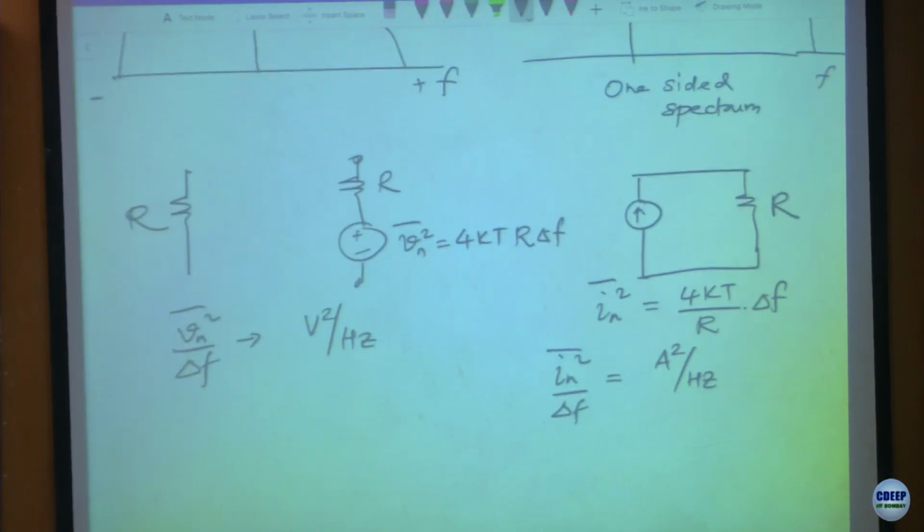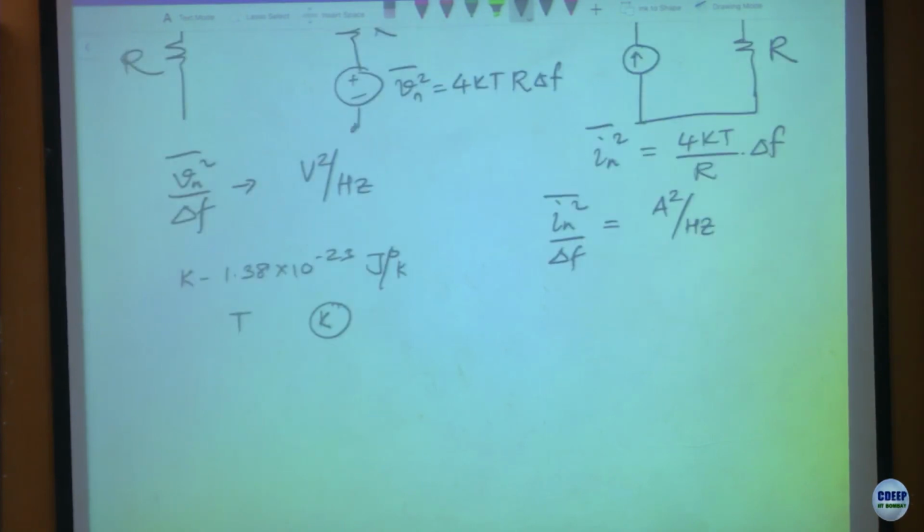Everybody knows what the coefficients are. K is the Boltzmann constant, and that is 1.38 times 10 to the power minus 23, units joules per Kelvin, okay, and T is temperature in Kelvin, okay. So very important, otherwise you will get wrong answers, remember.